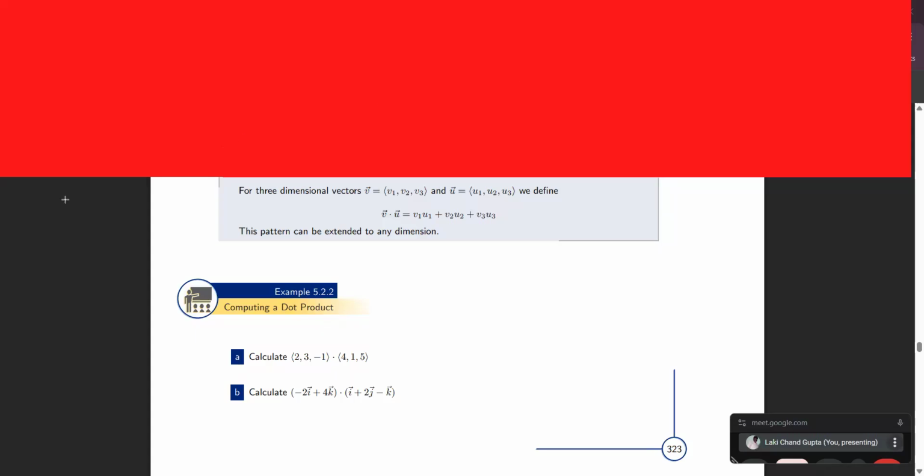There are also ways to do the multiplication between vectors. One of them is the dot product, right? Yeah. Now what's the difference between them?